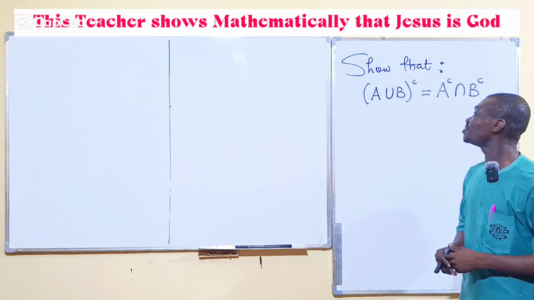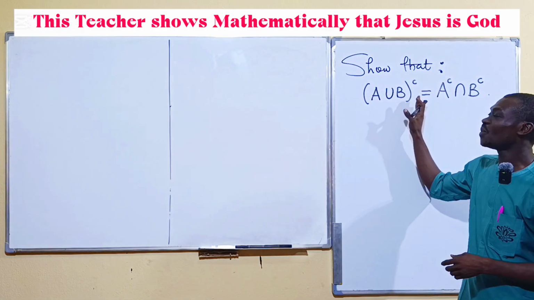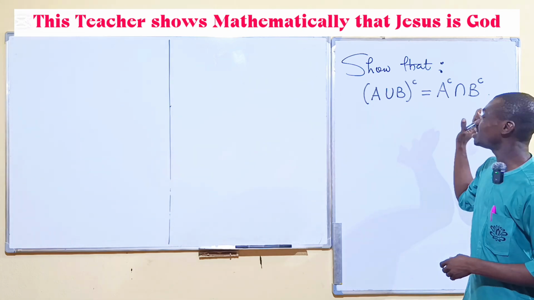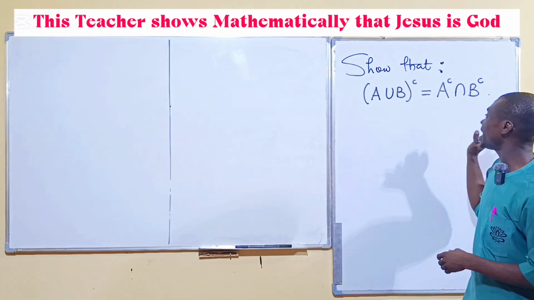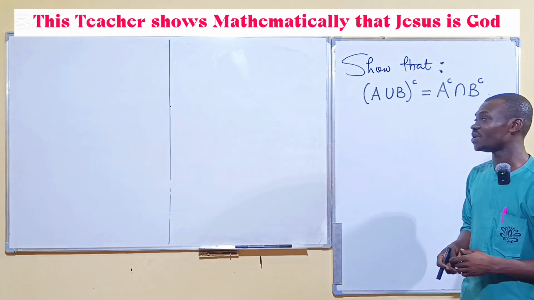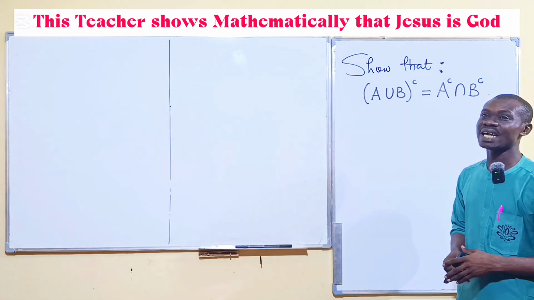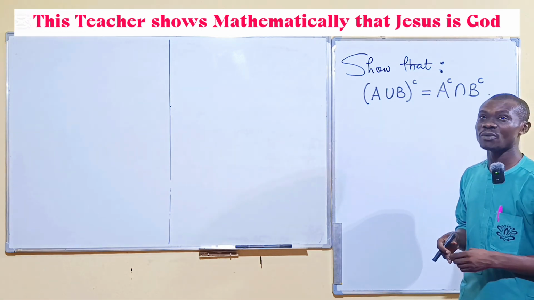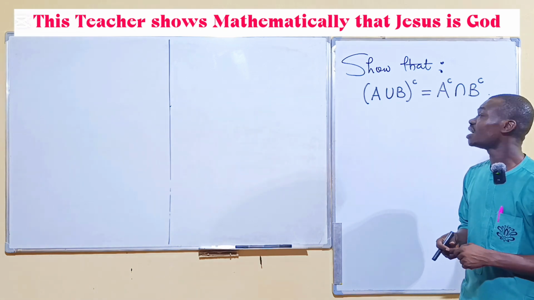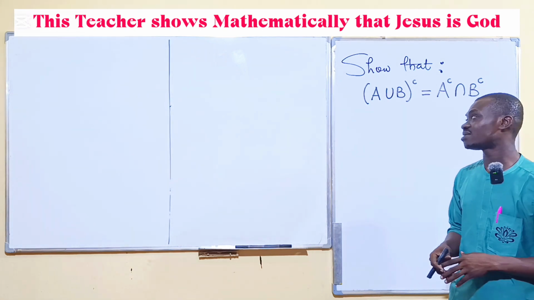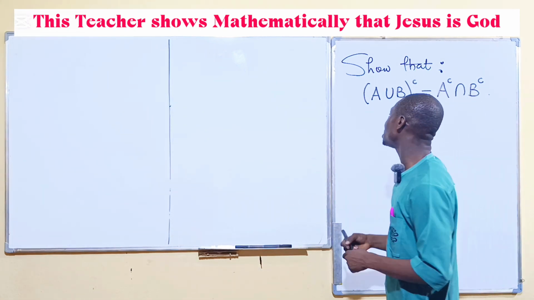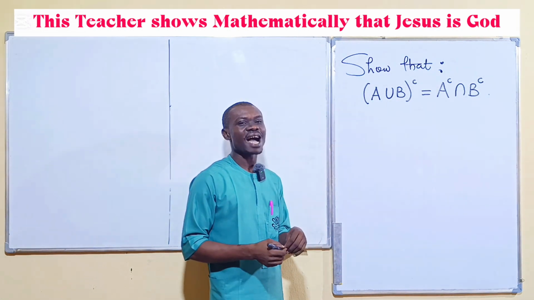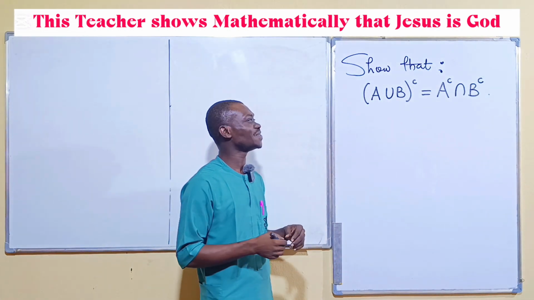Here it says we should show that the complement of the union of A and B is equal to the complement of A intersection the complement of B. I'm sure that this is not the first time you're seeing this, and I'm aware that you know where this is coming from. That's De Morgan's rule in set theory. And then of course there is a second part which I am going to be giving to you as an exercise, so expect to do something.